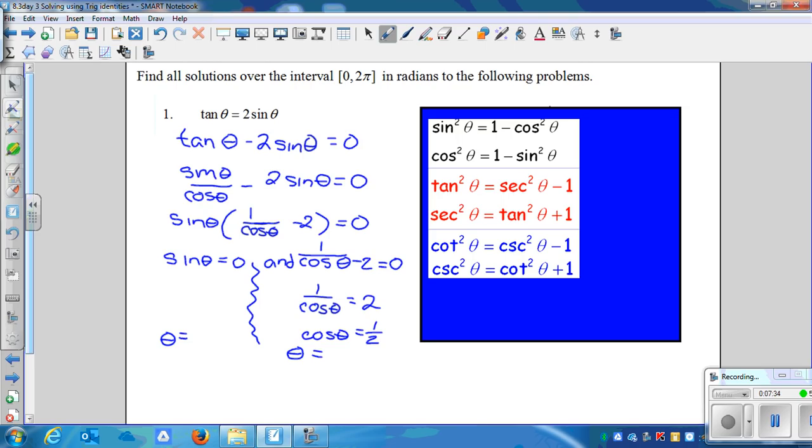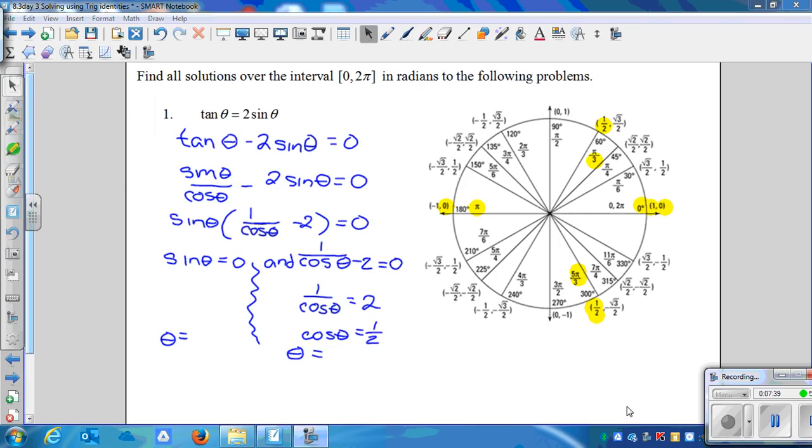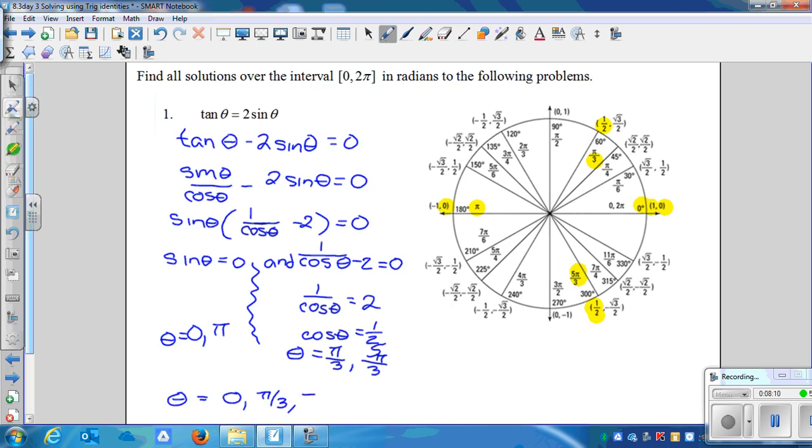I'm going to go ahead and uncover my unit circle over here. All right, so looking at my unit circle, I can see that I have a couple solutions that I've highlighted here. And so theta in this case for sine 0 is going to be 0 and pi. And over here we have pi over 3 and 5 pi over 3. So all of my solutions together written in order would be 0, pi over 3, pi, and 5 pi over 3.